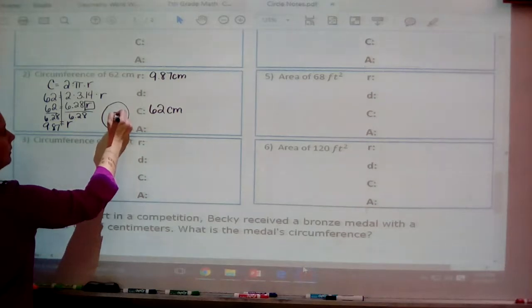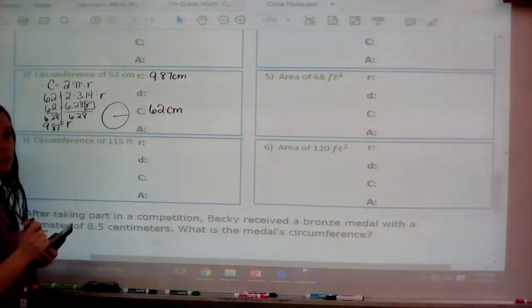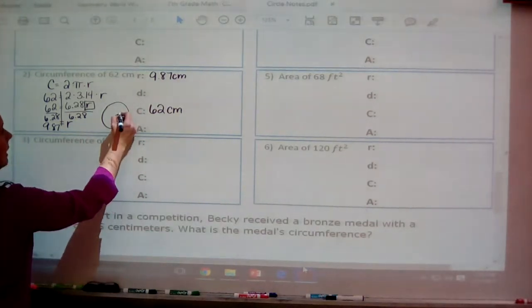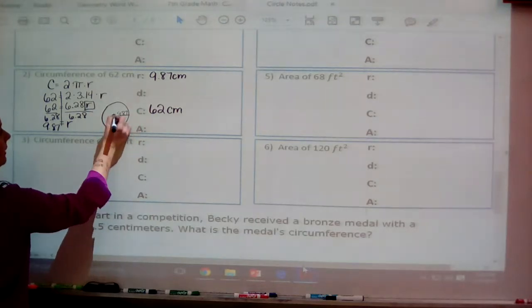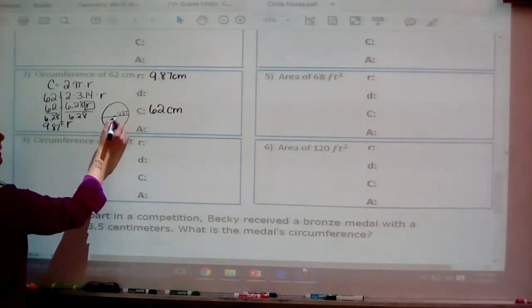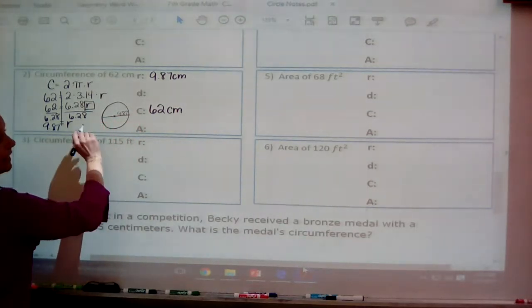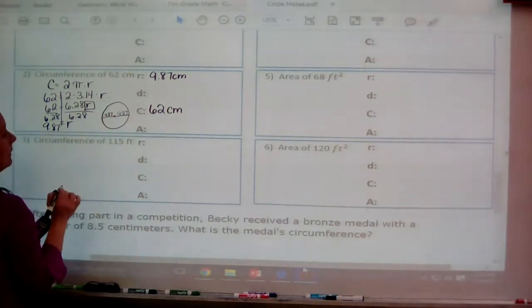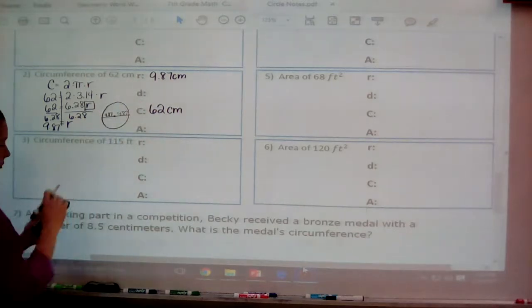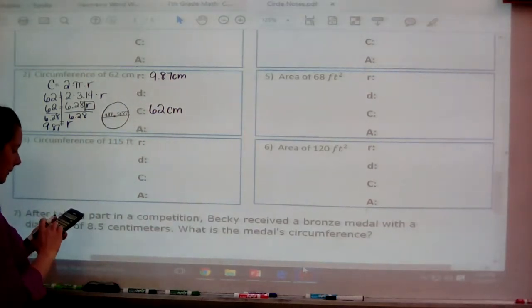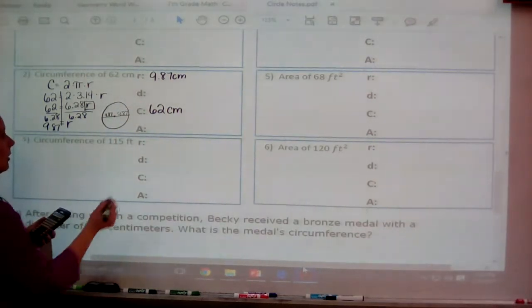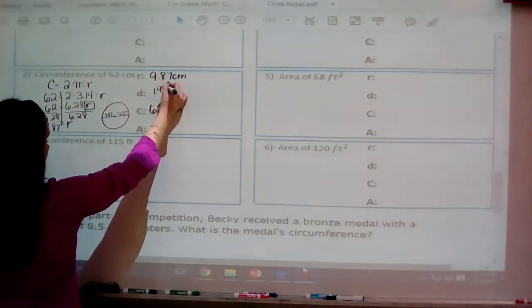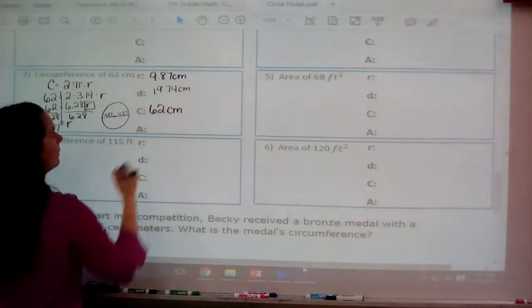As we know, my radius is from the center to the outside edge. So if this is 9.87, my diameter is from one side across through the center to the other side. So I know that my radius times 2 will give me my diameter. So 9.87 times 2 will give me 19.74 centimeters.